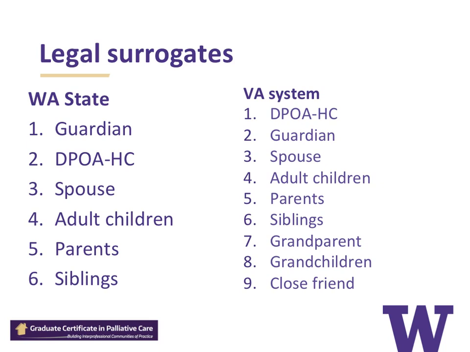If a patient does not have decisional capacity, their surrogate will need to make the decision. I've included the list of legal surrogates, both for Washington State and for the VA system, which has a different list.